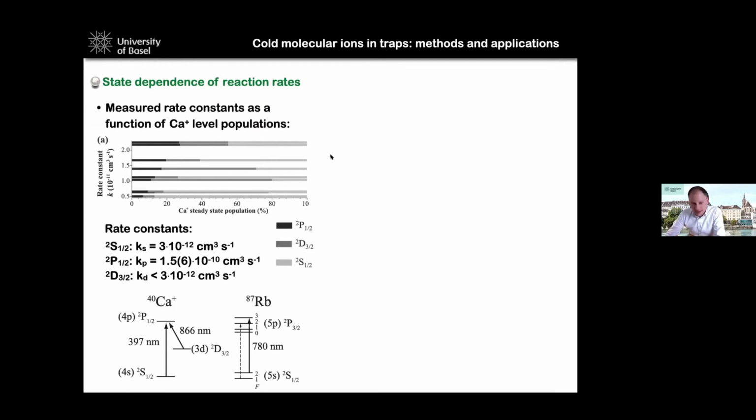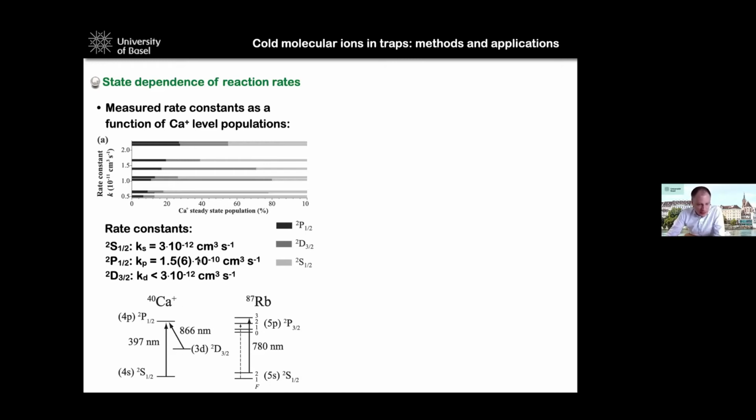One can now also ask further questions. For instance, what is the rate constant associated with all these processes, and in particular, what are the rate constants of the different collision channels that we have? I mean, we have collisions between ground state calcium plus and ground state rubidium, which is what I've just discussed. But then we also have collisions with excited state calcium and rubidium. And in calcium, we have two excited states present. Actually, we also have this D3/2 state, which is also partially populated in the experiments.